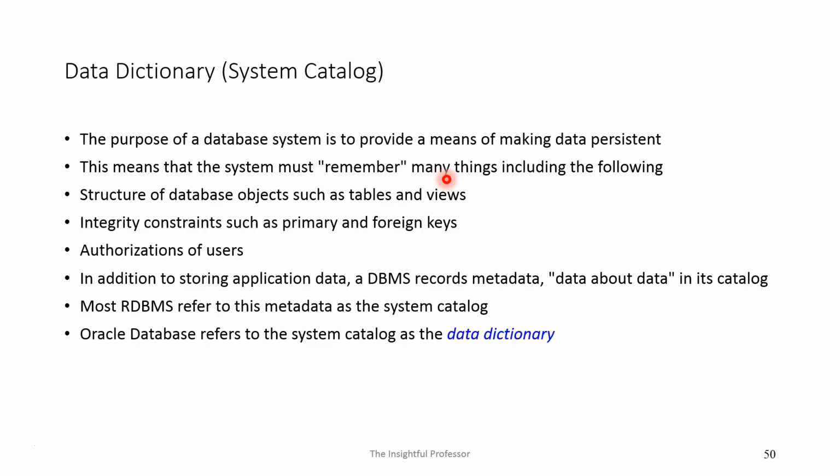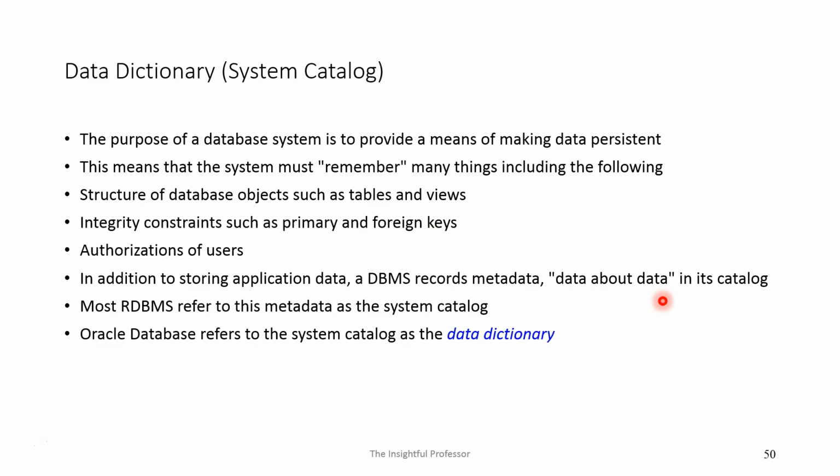Okay, one more very important concept about relational database systems is what we call the system catalog. Oracle refers to it with a slightly different name. They call it the data dictionary. Regardless of what name you choose to use, it stores metadata. Metadata is data that describes other data.